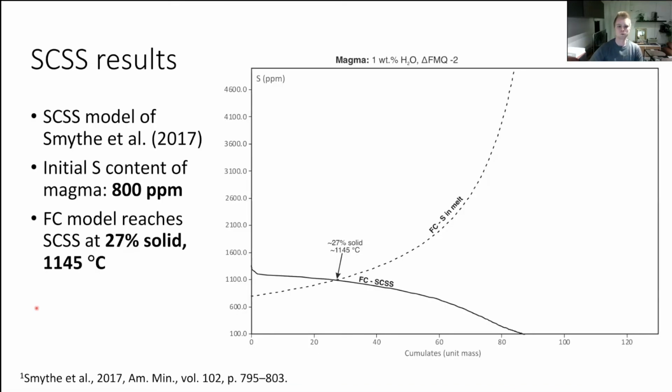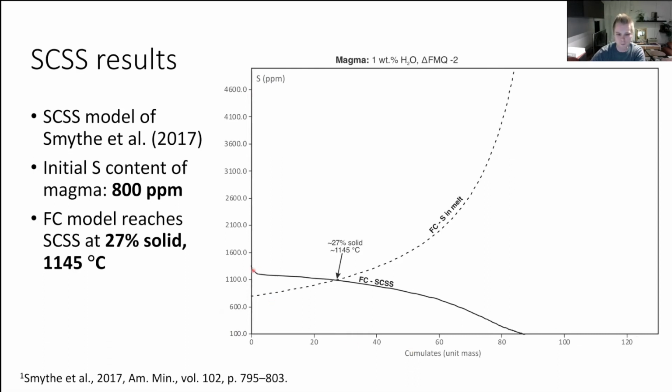So let's move to the SCSS results. So sulfur content at sulphide saturation. We used the model of Smythe et al. 2017. On the y-axis, you can see sulfur concentration in parts per million, and on the x-axis, you can see cumulate mass in the magma system.